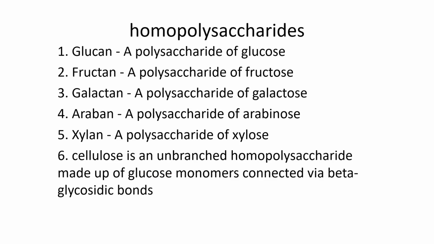Now, examples of homopolysaccharides are glucan, fructan, galactan, arabinan, xylan. I'm sure you've seen these behind the label of your food. Glucan is a polysaccharide of glucose, fructan a polysaccharide of fructose, and so on. Cellulose, on the other hand, is an unbranched homopolysaccharide made up of glucose monomers connected via beta glycosidic bond. Can you imagine cellulose? It is a homopolysaccharide in a long chain.